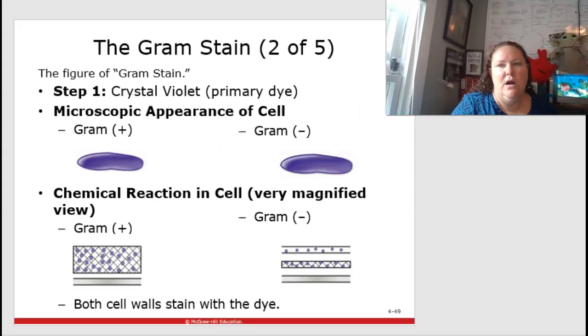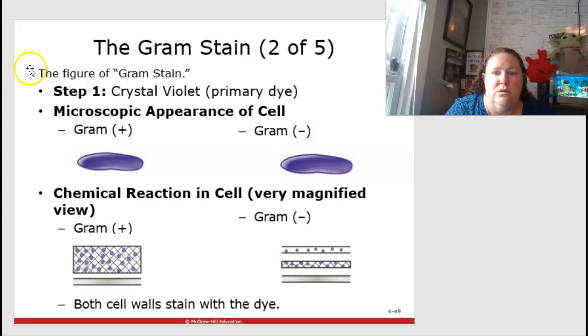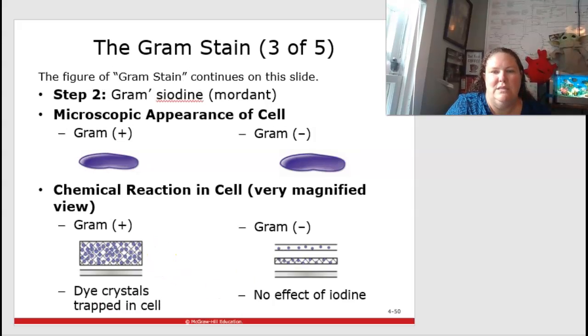So there are a couple different steps to it. In the figure of a gram stain, step one is the primary dye, which is crystal violet. And this is what it's going to look like. They're both going to be purple. And then the chemical reaction occurs in the cell, and of course this is very magnified. We can't see this with our eyeballs, okay? And both cells are going to stain with the dye.